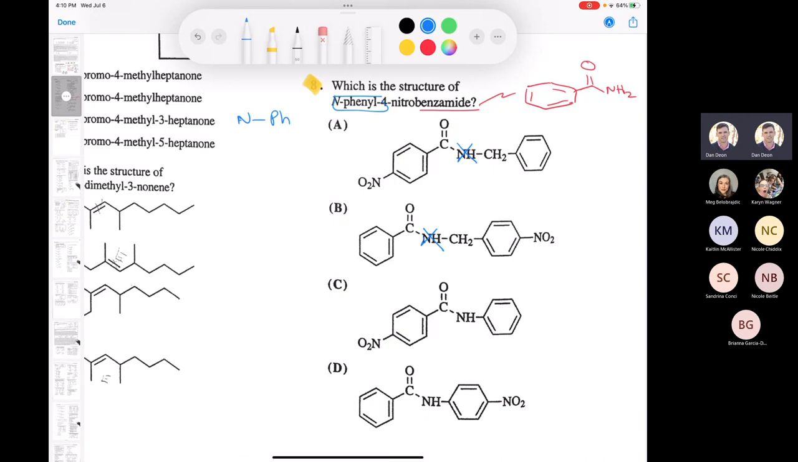This one is an N-phenyl, isn't it? So that might be a possibility. We'll put a check mark there. And this one has a 4-nitrophenyl attached to it, but we'll just put a check mark by that one too. So we've got N-methyl 4-nitrobenzamide.